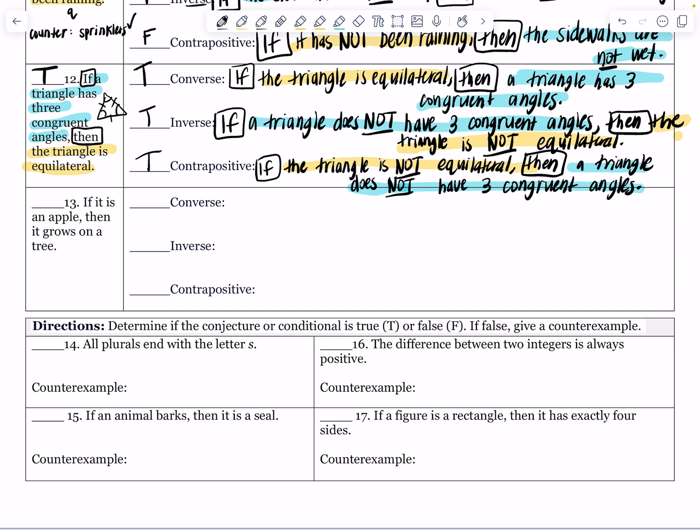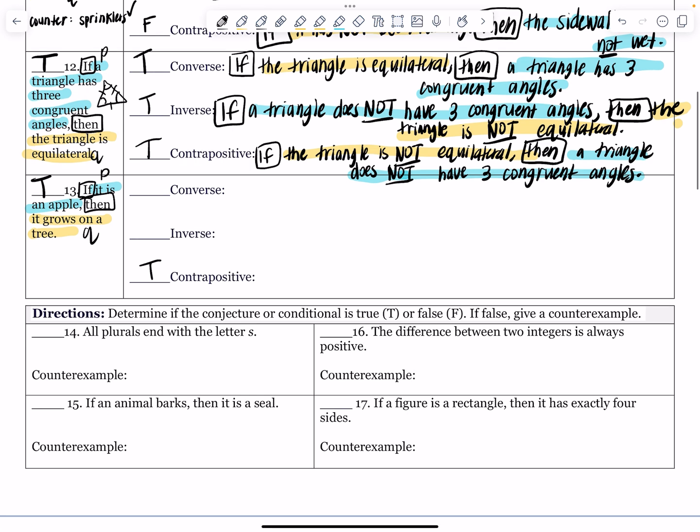All right, let's look at our next statement. If it is an apple, then it grows on a tree. So if blue, then yellow. There's my P, there's my Q. Okay, so there's P on this one, here's Q on this one, here's P, here's Q. Okay, that is going to be true. If it's an apple, it grows on a tree. So what else do I know is true? The contrapositive should be true. All right, so let's go ahead and write our converse. What's our converse going to be?